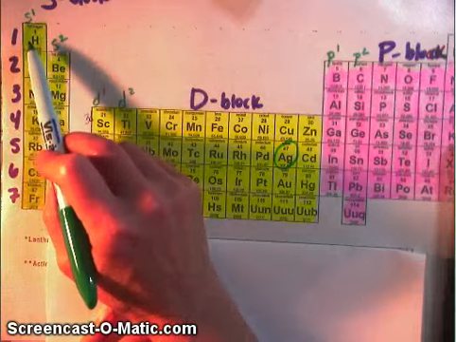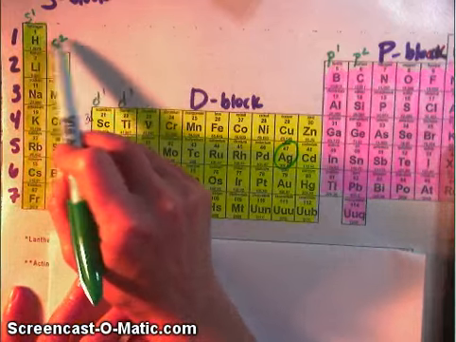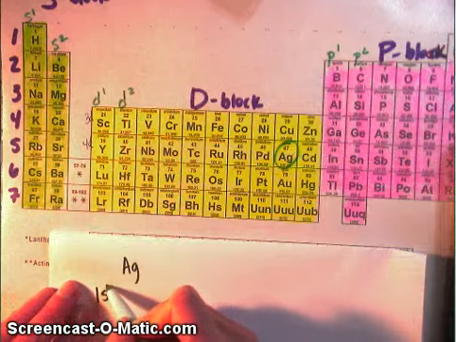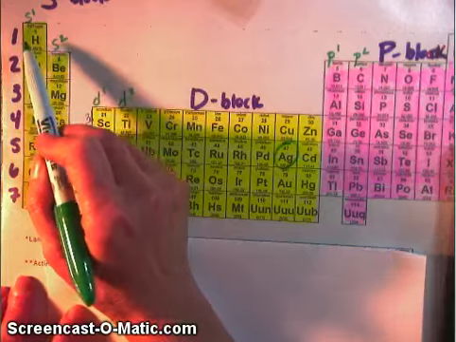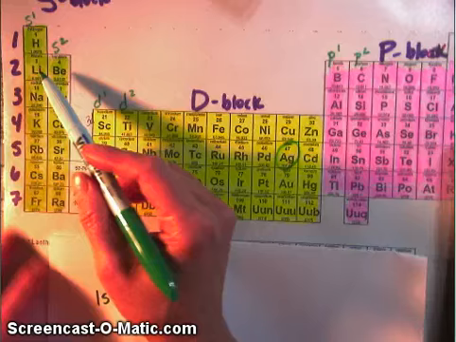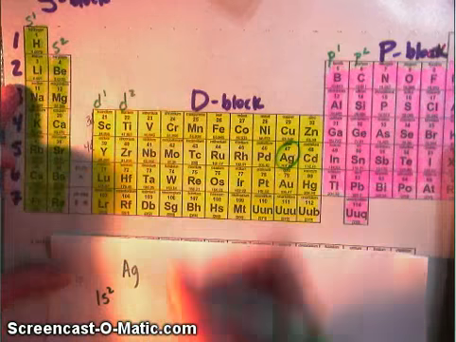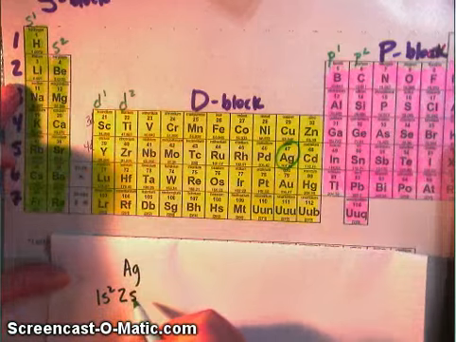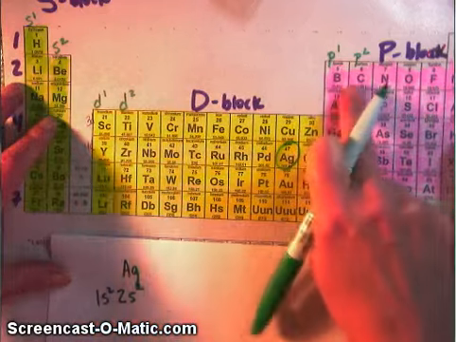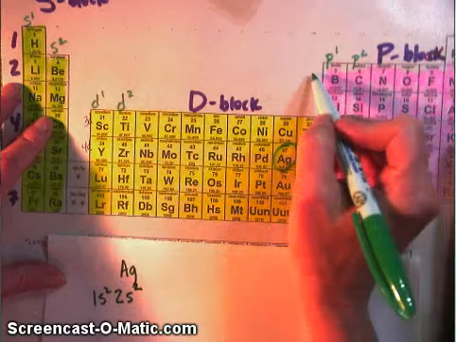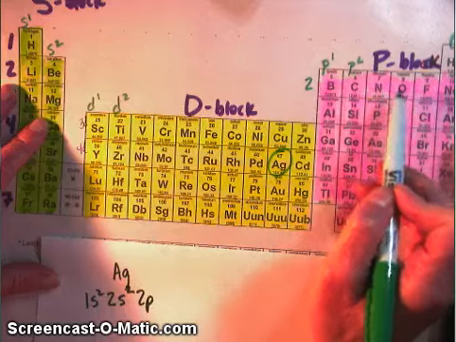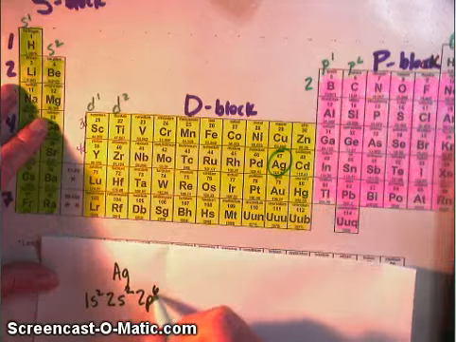So if we start at the top, the 1s is going to fill first, so 1s2. And you can count across from left to right. 1, helium should be above the alkaline earth metals, 2. And then we go to the second row, and 2s. There's 1, 2, in the 2s. Then we skip over to the P, and that's still the second row, so it's 2p, 1, 2, 3, 4, 5, 6.